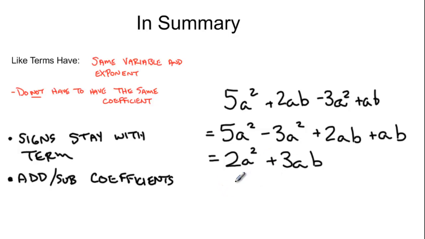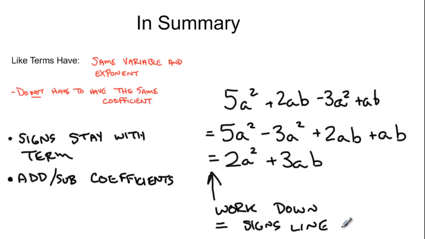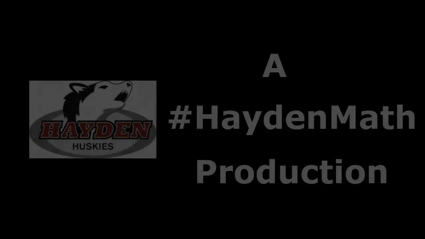And once I've done that, I've simplified my expression. Notice that as I was solving, I've been working down, not across. And notice that the equal signs all line up. That's part of good form.